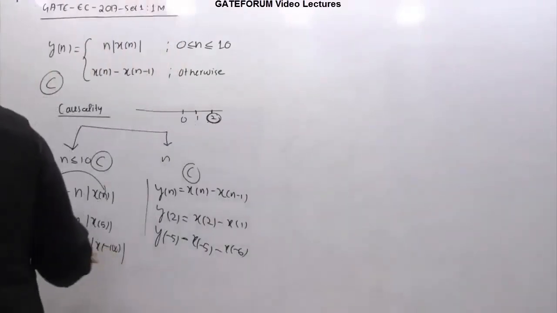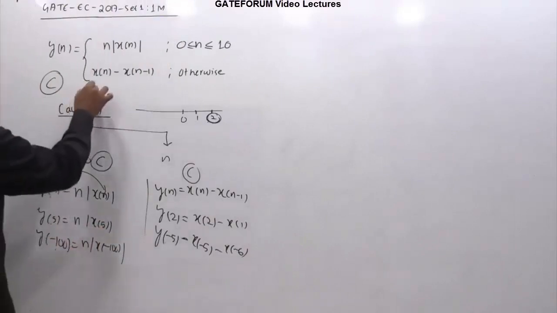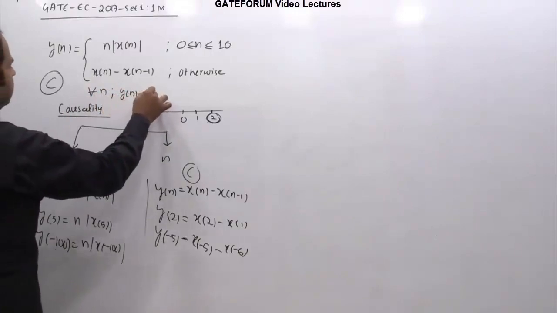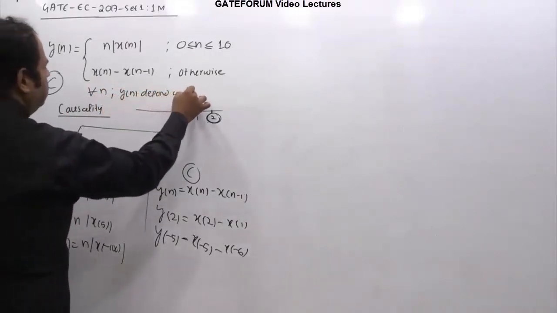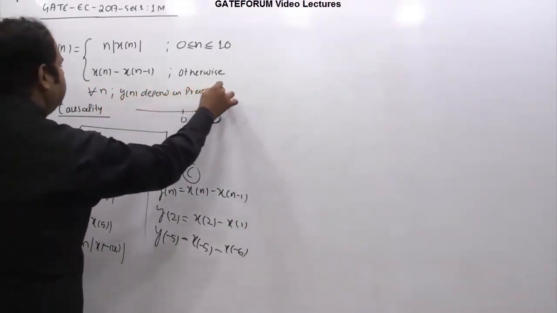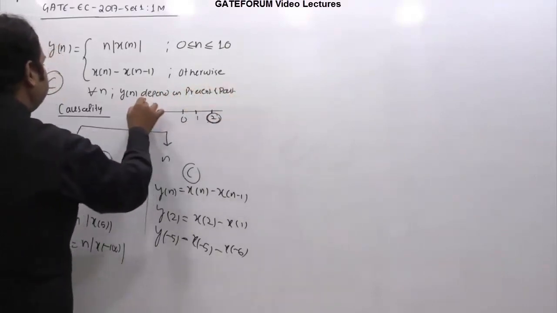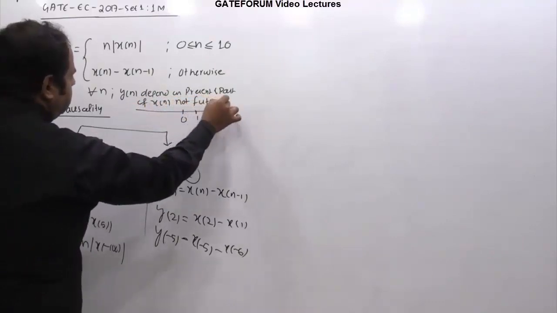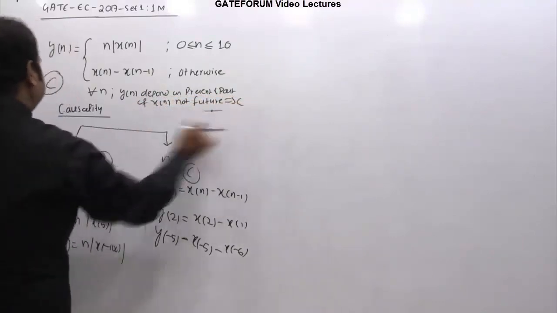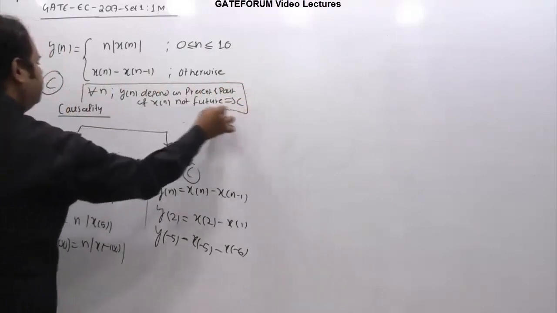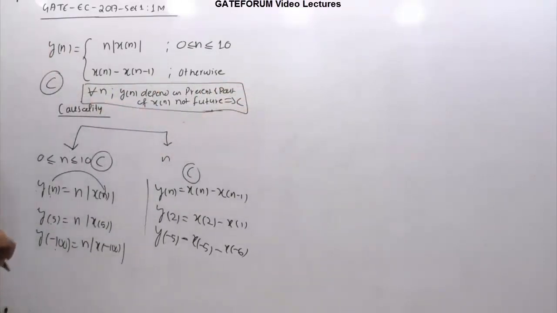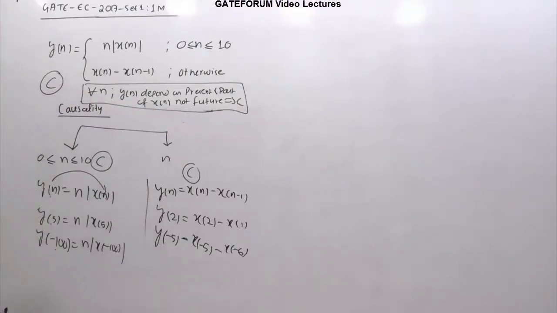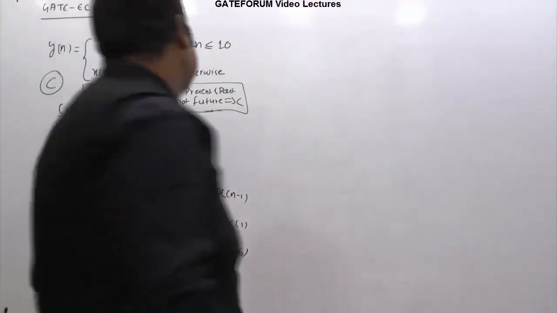Hope this is clear. For all n, y of n depends on present and past of x of n, not future. So this implies this is a causal system, right? So for all values of n, y of n depends on present and past of x of n, not on future values of x of n. So now let's speak regarding stability.